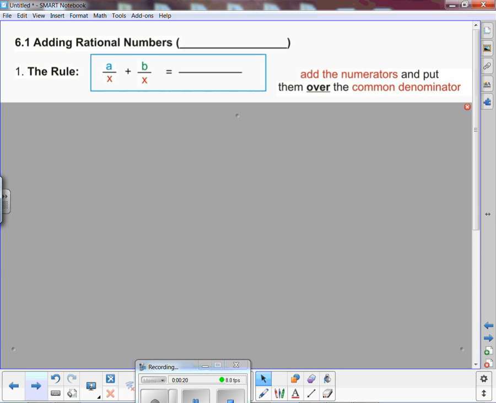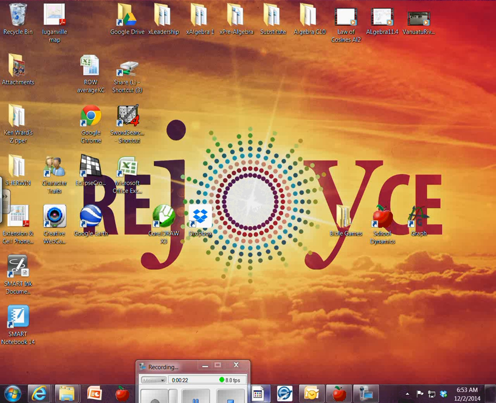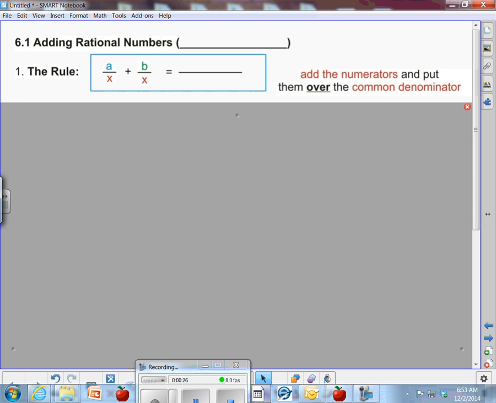All right, so 6.1, and I just got my whole lesson to disappear. That's not good. All right, having trouble with my start menu here.